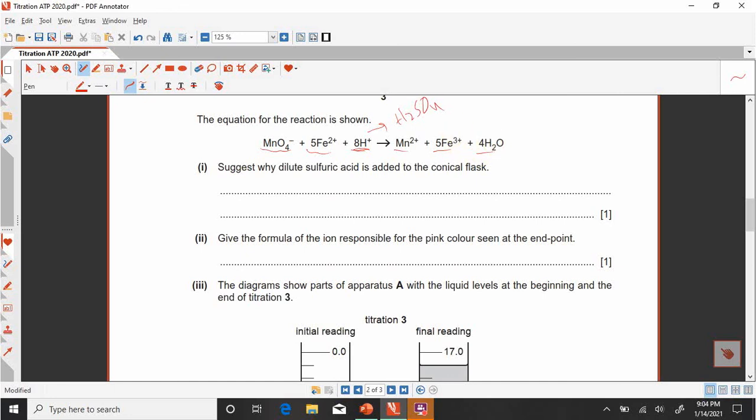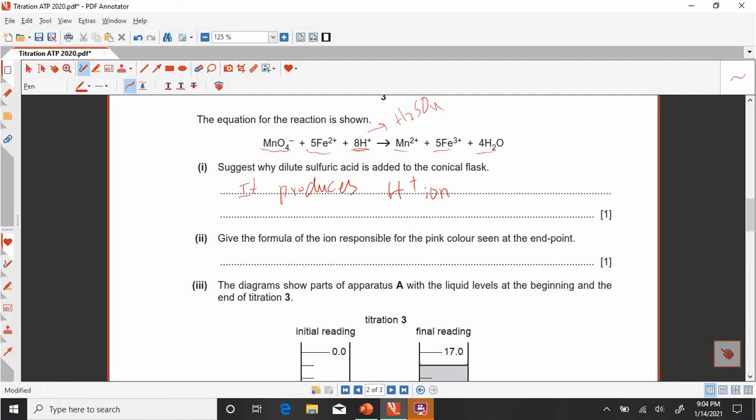Now part 1 is: suggest why the dilute sulfuric acid is added in the conical flask. The reason is that it produces hydrogen ion. We only have to write that it will produce the hydrogen ion. So that's why we have added the sulfuric acid in the conical flask.